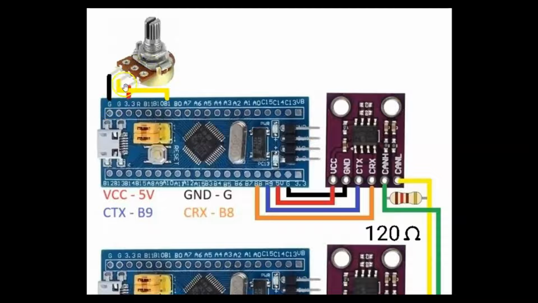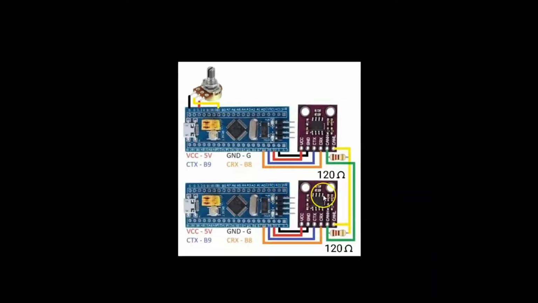One side goes to ground, other side goes to 3.3 volt, middle goes to B1. And for the CAN module, it's connected like this: VCC to 5 volt, ground to ground, CTX to B9, CRX to B8. The other module is also connected exactly like this. And both CAN modules, CAN high connected together, CAN low connected together.